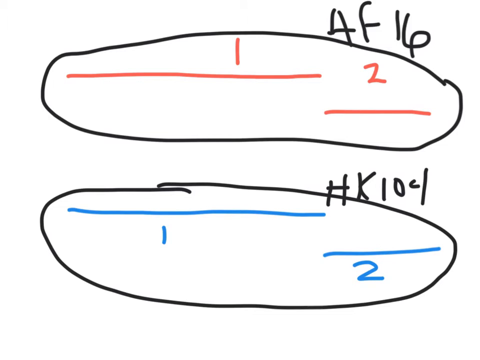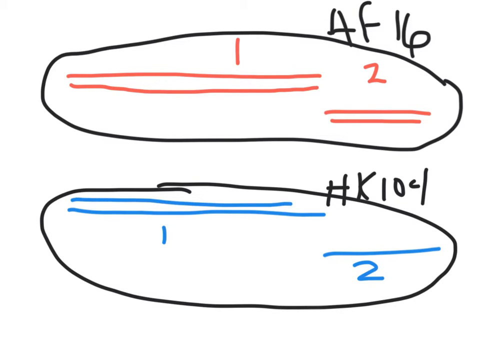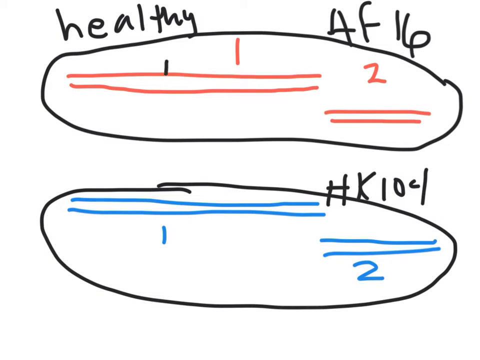But we know that this individual is diploid. They've got 2 copies of chromosome 1, 2 copies of chromosome 2. And we know that this worm is healthy, and despite the fact that on its chromosome, at this locus, this place where we're doing the PCR, it only has AF16 sizes of the chromosome.